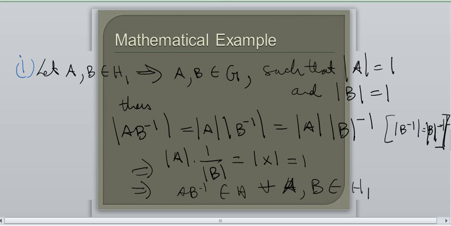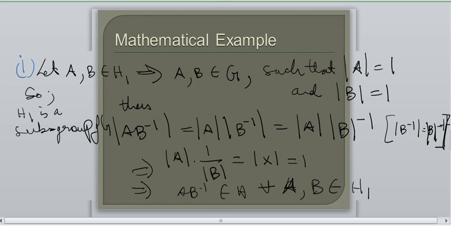So what can you say? H1 is a subgroup of G. So H1 is a subgroup of G.